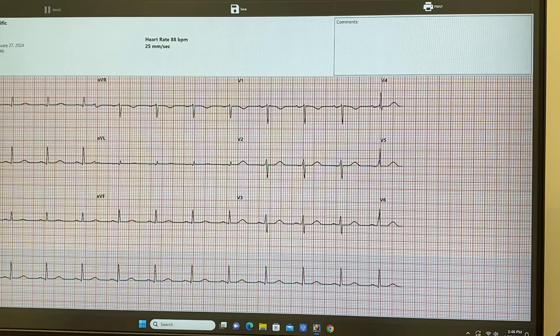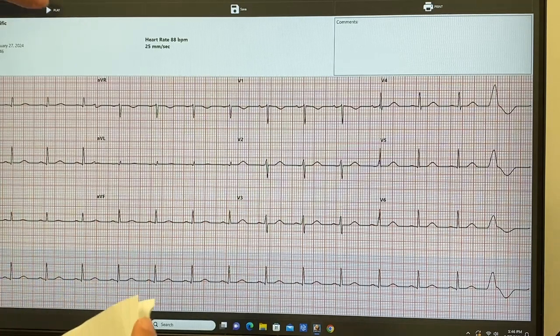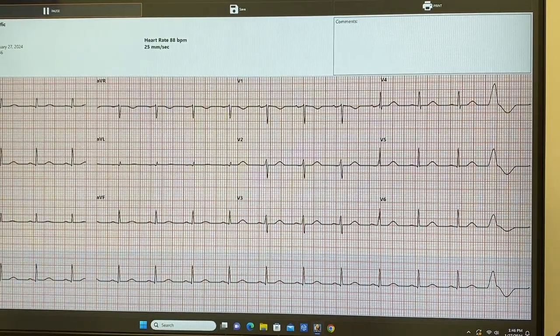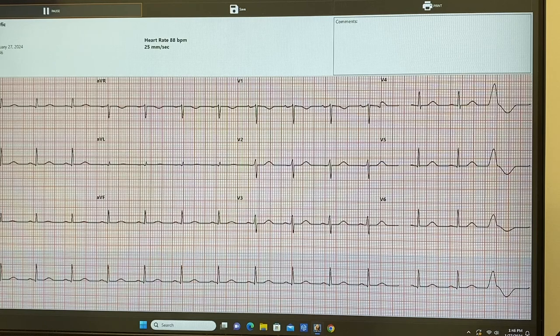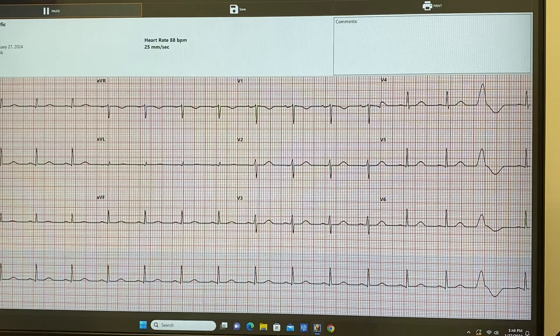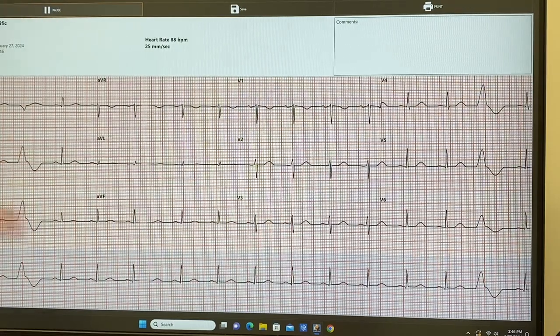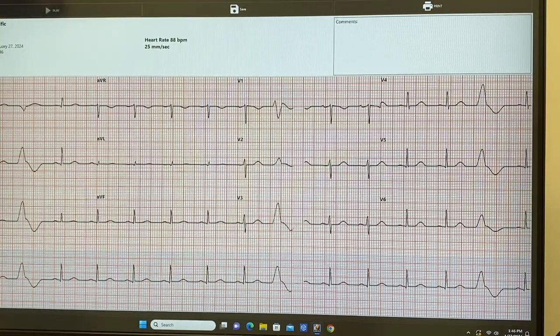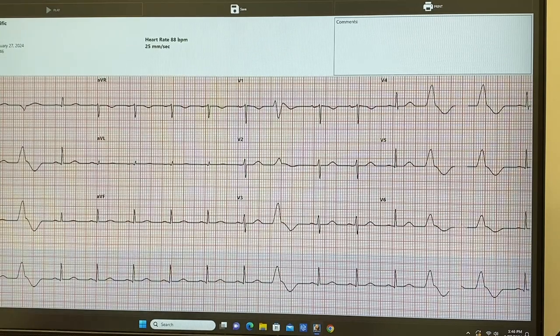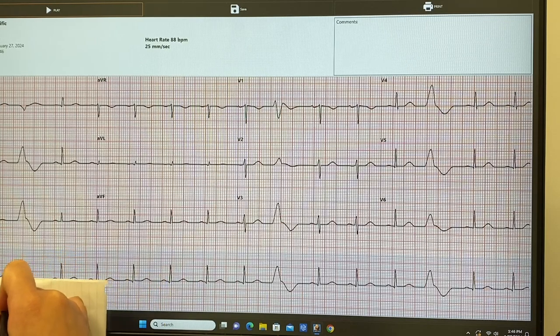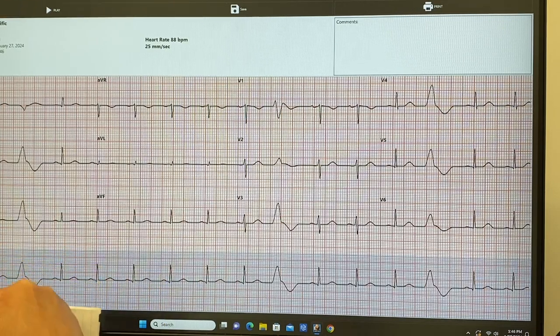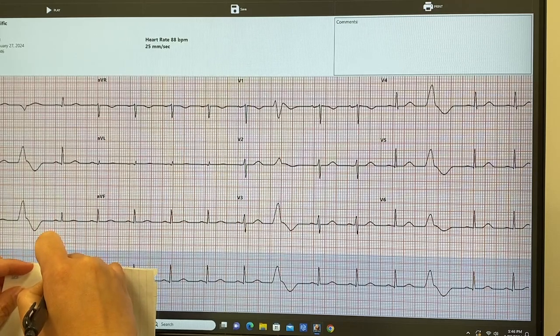So already looking, the rhythm looks pretty regular, but let's play it again. Stop it at the end. Oh, that's what you want, right? Okay. So, looking at the rhythm, I'm gonna start here, where there's normal ones. Measure the normal ones first.